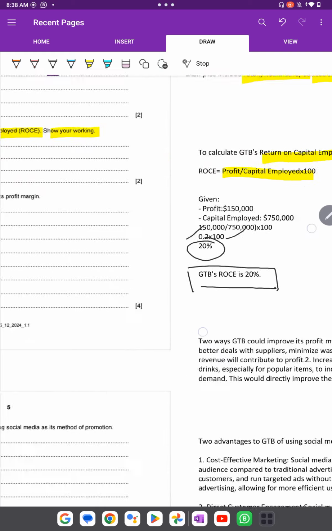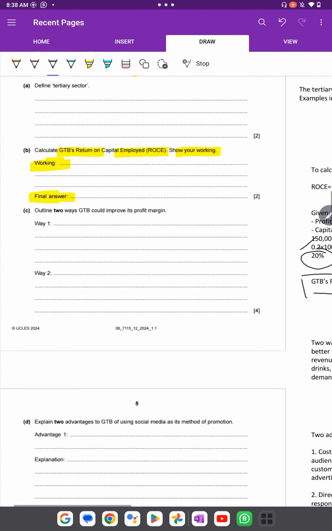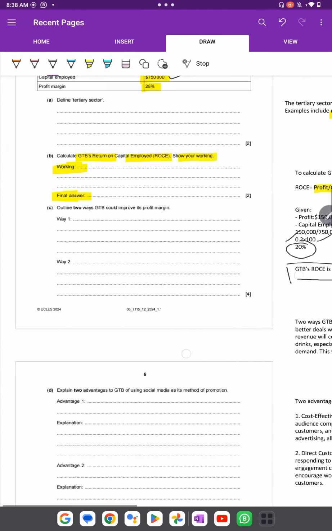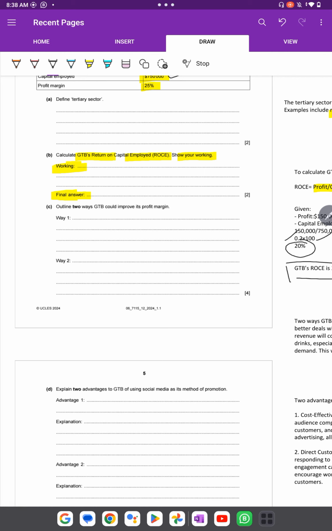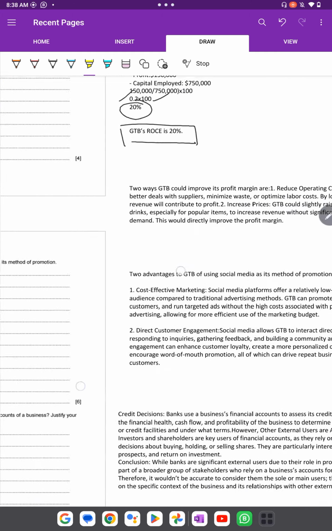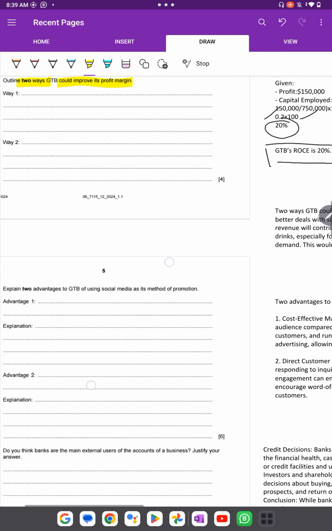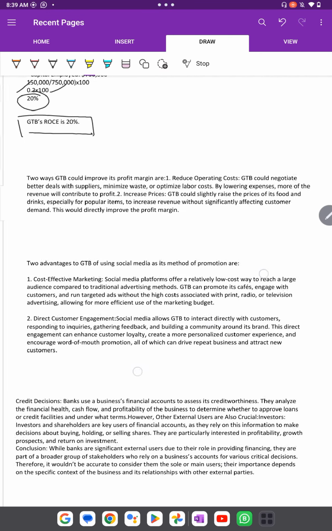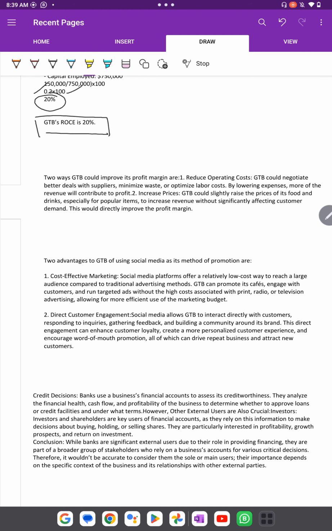It means that for whatever capital employed by GTB, he received 20% of its total capital employed as return. Okay, so the next question: outline two ways GTB could improve its profit margin, because its profit margin is 25%, so he basically needs to improve his business profit margin. So we are required to write two ways.